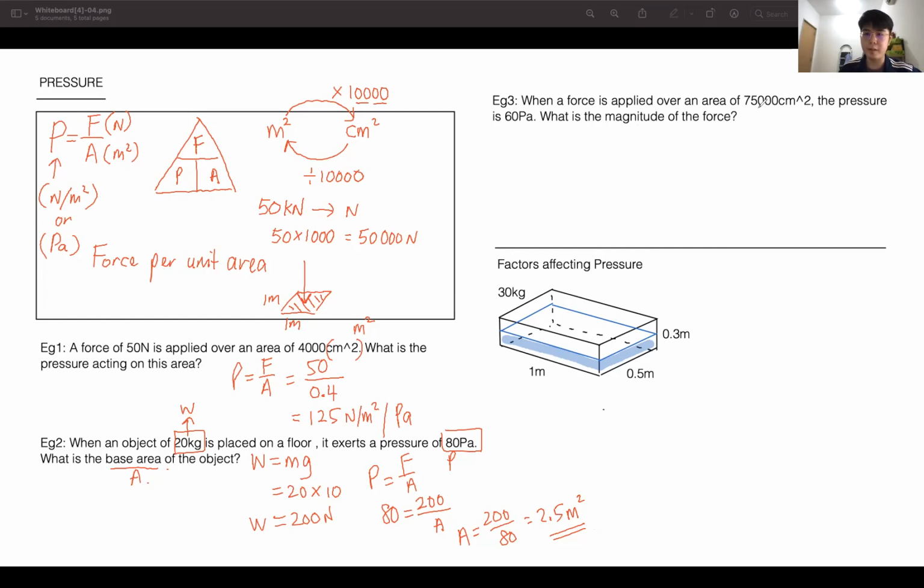When the force is applied over an area of 75,000, pressure is 60. Magnitude of the force? Okay, force equals pressure times area. 60 times, this is in cm, change to meter square, divide by 10,000. 1, 2, 3, 4. 7.5. So 450.